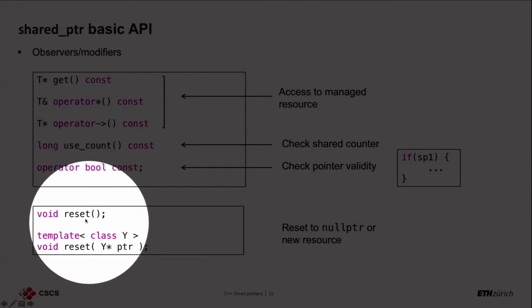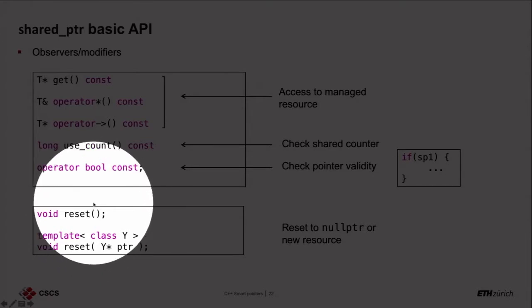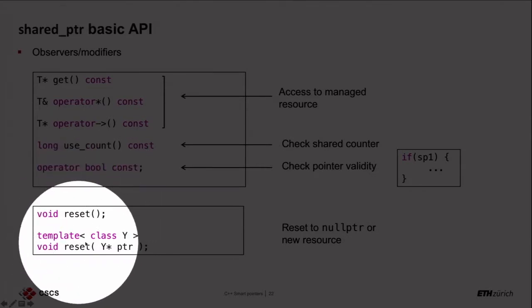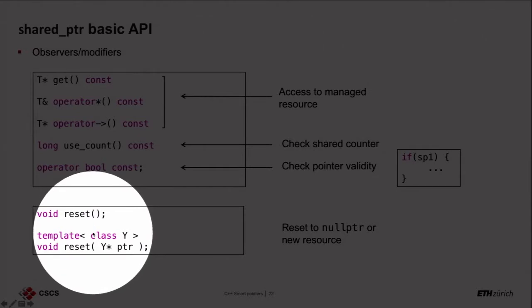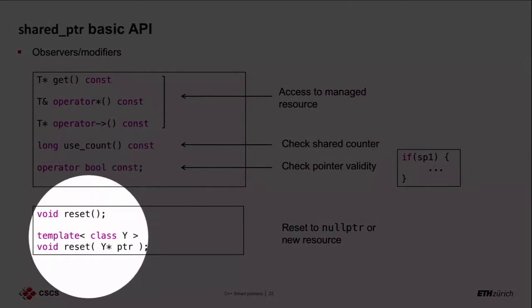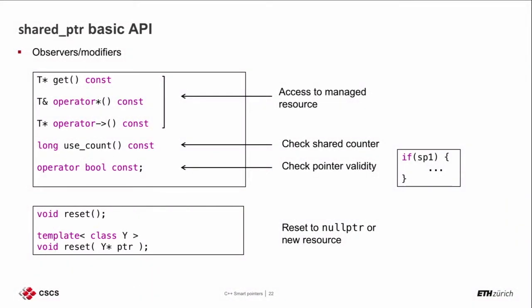In this case, it will be set to null pointer, and if it is the only shared pointer alive pointing to a given resource, that resource will be automatically released for you. Or you can, let's say, redirect the shared pointer to a new memory location passing a new raw pointer.